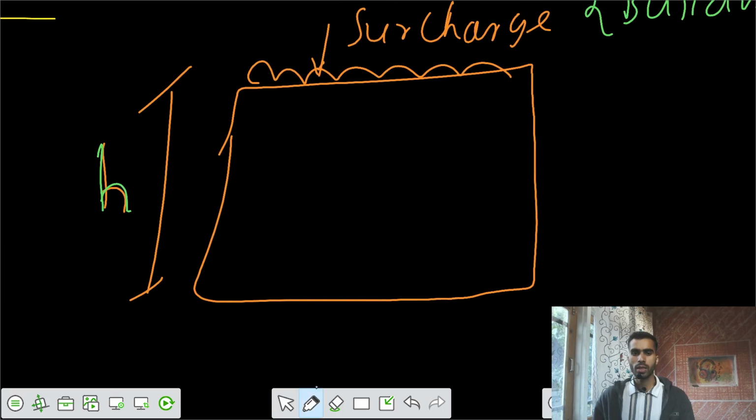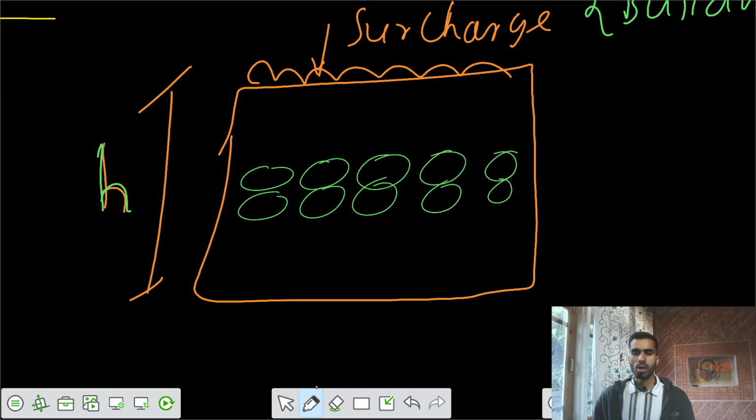Let's zoom in. We have a few soil particles. Let's say these are your soil particles. We are going to take a section somewhere here. We can take it in a curved, wavy fashion. Let's say this is your XX section.